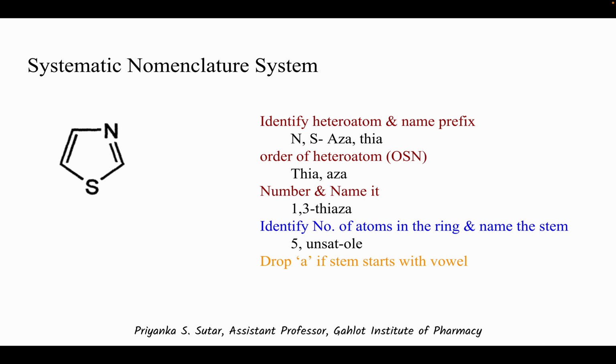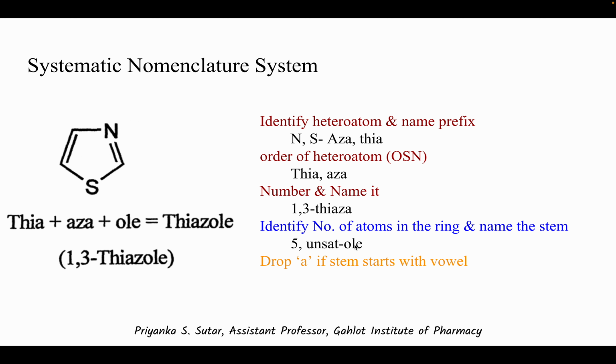Now the final rule: you will drop A, the terminal A of the prefix, if the stem starts with a vowel. It starts with the O, so you will drop this A and you will write the name. Now write the name of this structure. What will it be? It is 1,3 thiazole.